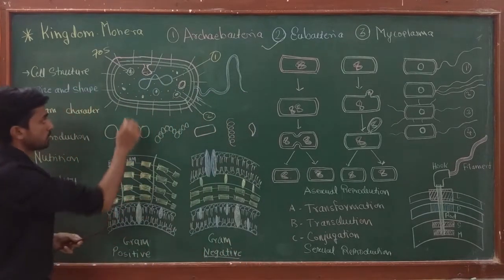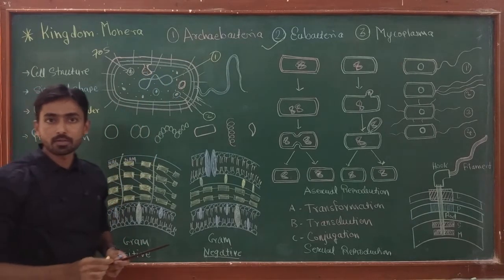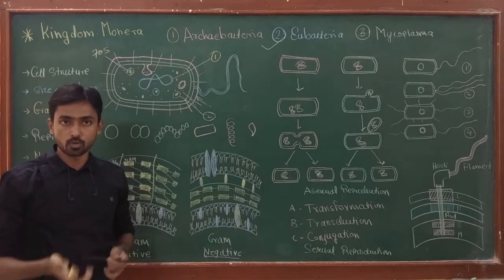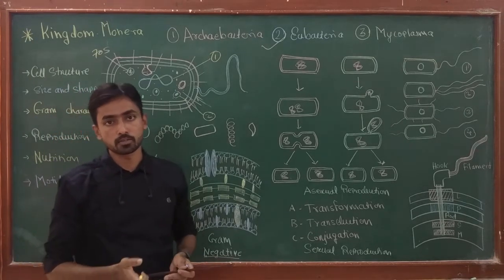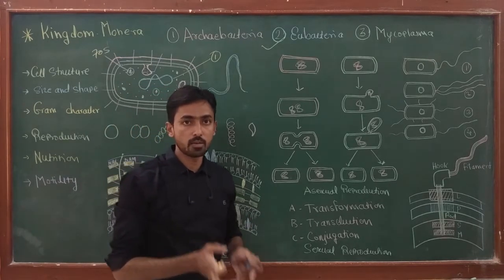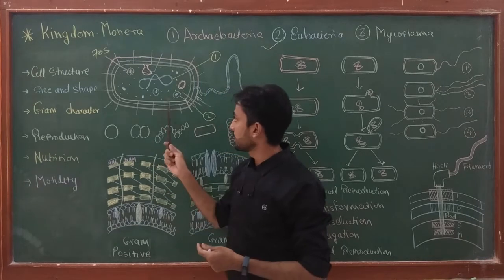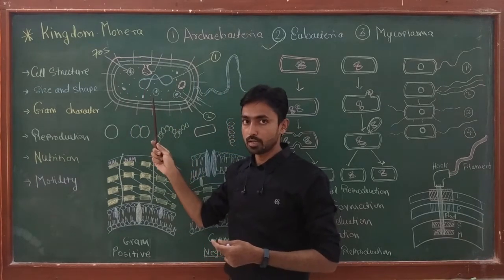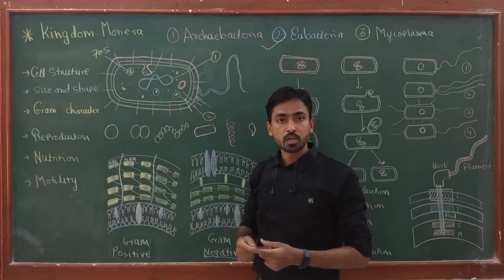Okay, then the cytoplasm of the prokaryotic cell does not show any type of cell organelle like mitochondria, chloroplast, endoplasmic reticulum, Golgi complex. All the advanced membrane-bound organelles which are present in the eukaryotic cell are absent in the prokaryotic cell. So when we compare this cell with the eukaryotic cell, we can say that it is a very simple cell.